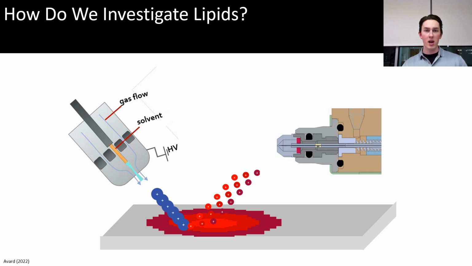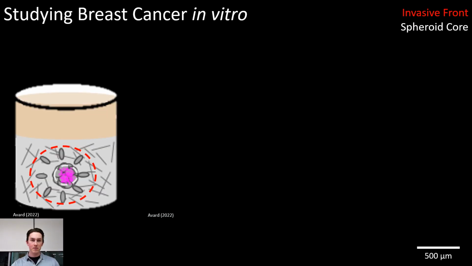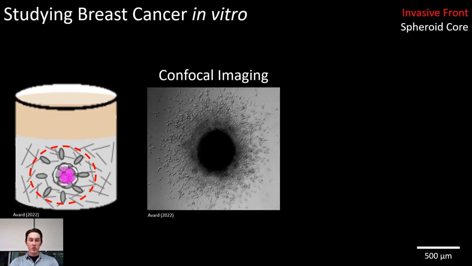So when we do mass spec, what are we looking at? We're going to be looking at tumor spheroids grown in 3D matrices. Compared to 2D, that better represents the human body environment. And this is what a confocal image of a tumor spheroid looks like. This white represents the core, this red circle represents the invasive front, or those cells starting to migrate away.